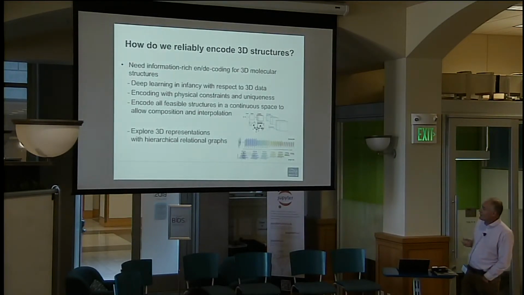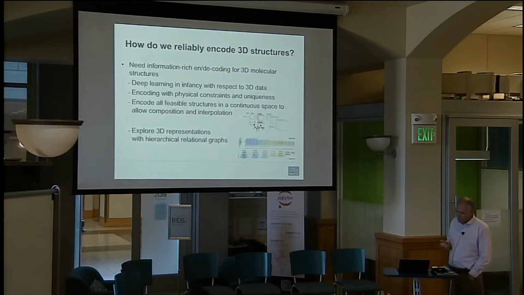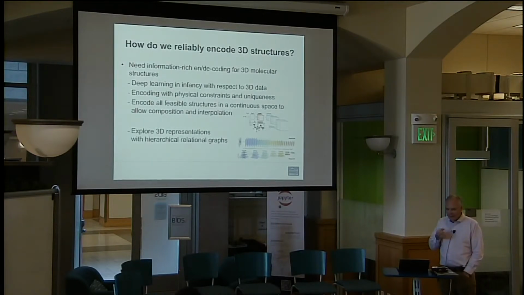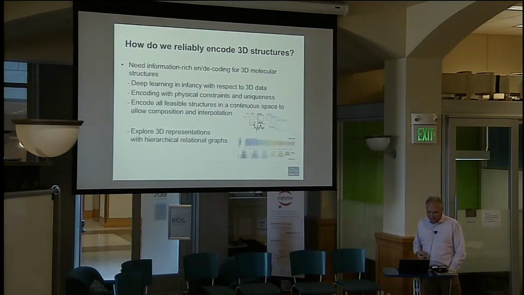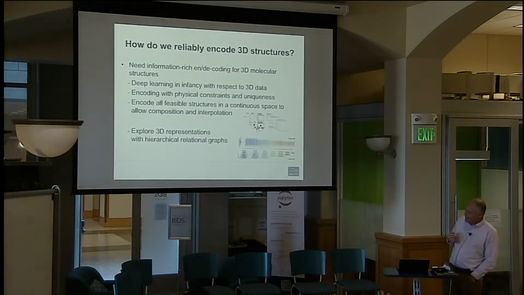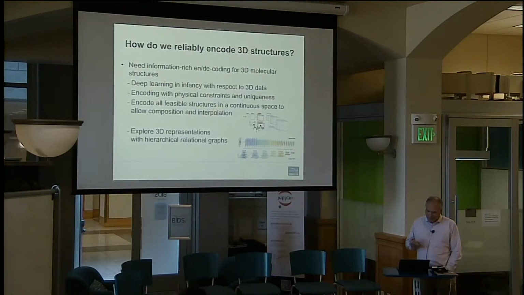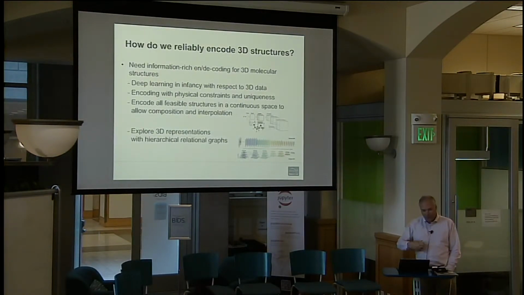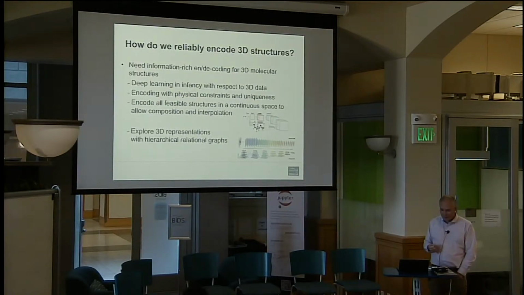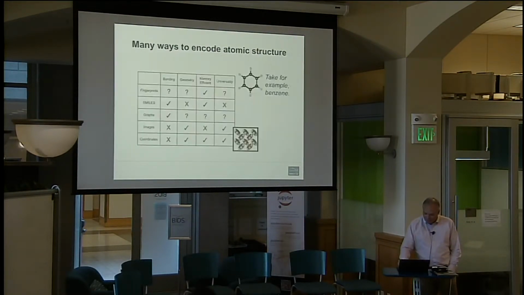So the question, of course, in the long run is, how do we reliably encode 3D structures? The key part is we need to have something that is very information rich. Effectively, we need to try and figure out how to encode some of the physics that is described by 3D structures. 3D data in general is still a tricky thing when it comes to deep learning. As I said, we need physical constraints, and again, we need to effectively encode this in a continuous space where we know we need discrete structures. Two atoms are never going to sit on top of each other, for example. We also know that molecules or materials have hierarchical structures. So that's another feature that we are trying to exploit.